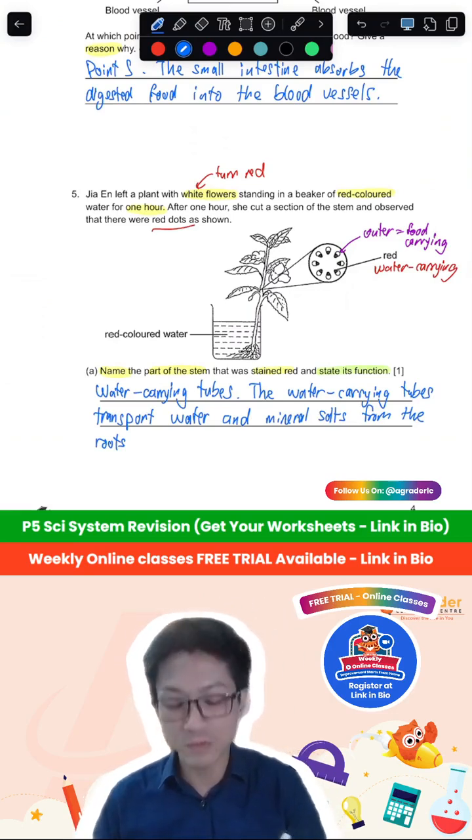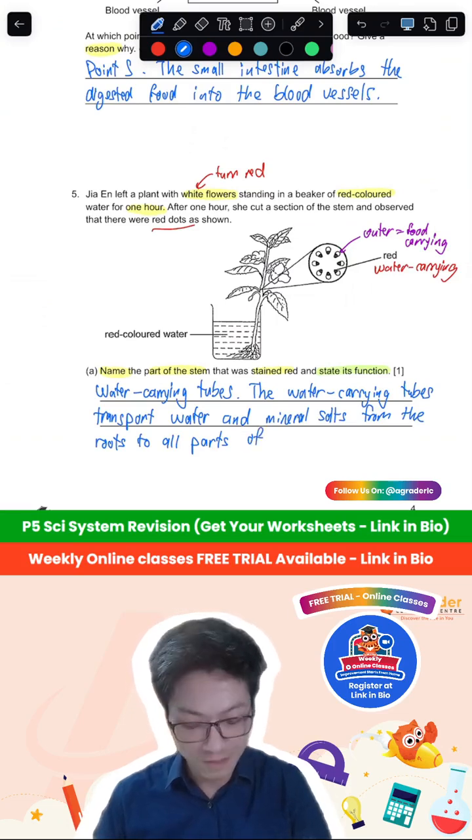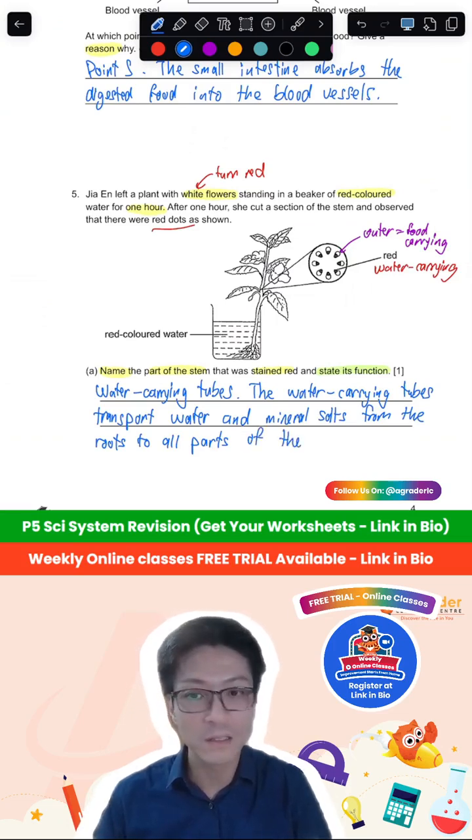Okay, from the roots to all parts of the plant.